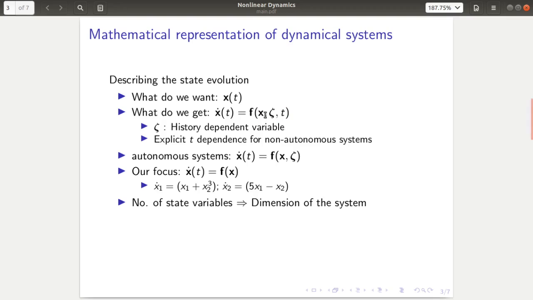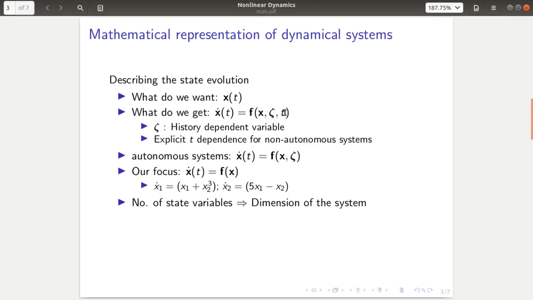Okay, what else? Zeta. What is zeta? Zeta is a history dependent variable. So what is this history dependent variable? X is the current variable, but how has that current variable been achieved? What is the history the system has gone through? This rate could depend on that as well. If we have to account for the history, then I introduce a new variable zeta, and I introduce that dependency. That's why I'm introducing zeta.